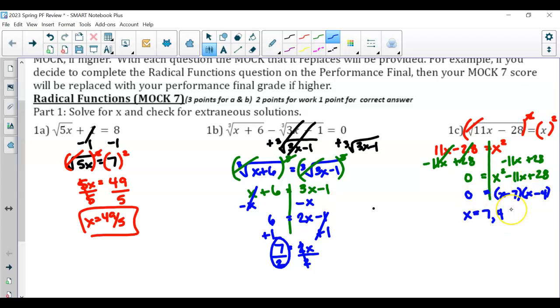But now remember, right, we solved here by factoring. Let's check for extraneous. We need to plug into the original equation. So now notice this is just x here. So can x be positive 7? Yes. Can x be positive 4? Yes. So both x equals 7 and 4 are both a solution.